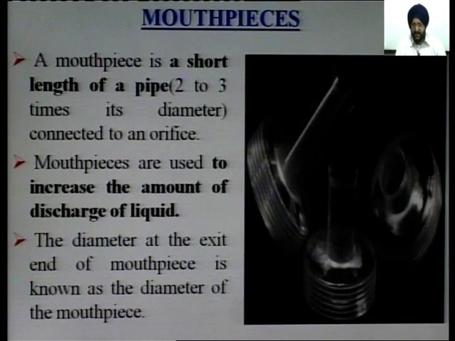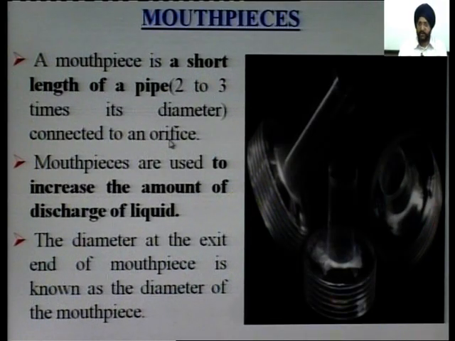The second type of device to calculate discharge is mouthpiece. Now, how is it different from orifice? Orifice is a small opening, whereas mouthpiece is a short length of a pipe. As you can see here, this is a mouthpiece. It's actually an attachment. It can be attached to any tank, and this piece of pipe, I can say it is mouthpiece. It's a short length of pipe, not too long, just 2 to 3 times its diameter, and it is connected to an orifice.